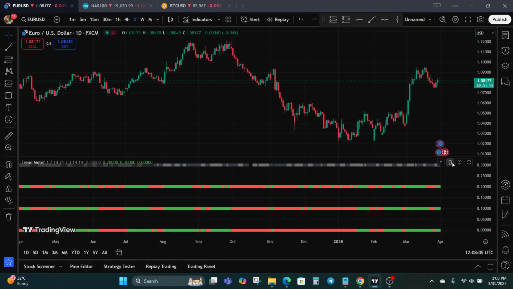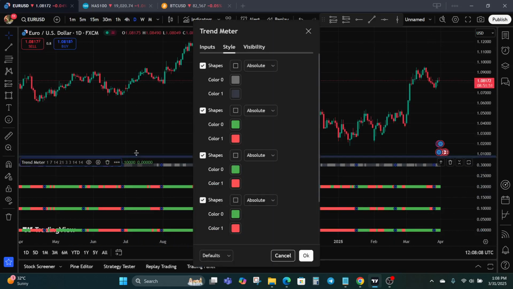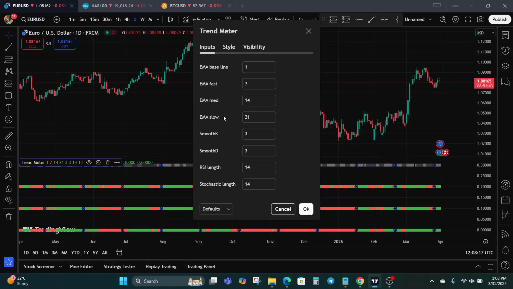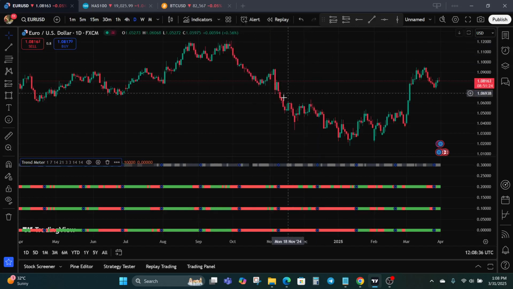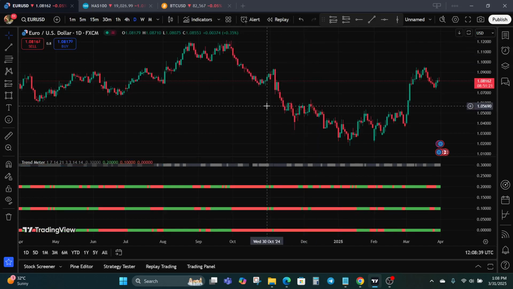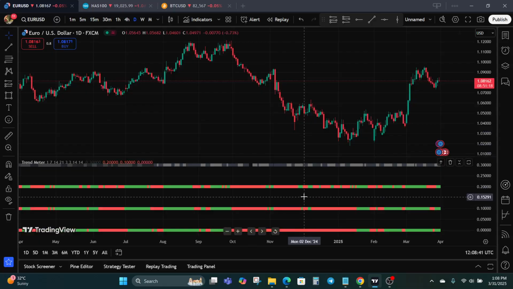Let's hop into the settings of this indicator real quick. You can see it's quite customizable. You can see the inputs: the EMA baseline, EMA fast, EMA medium, EMA slow, smooth K, smooth the RSI length, stochastic length. You can modify the values according to your taste, or if you have a specific strategy that requires specific settings, you can go ahead and customize the indicator. The EMA Trend Meter works by analyzing the spacing and alignment of multiple EMAs.